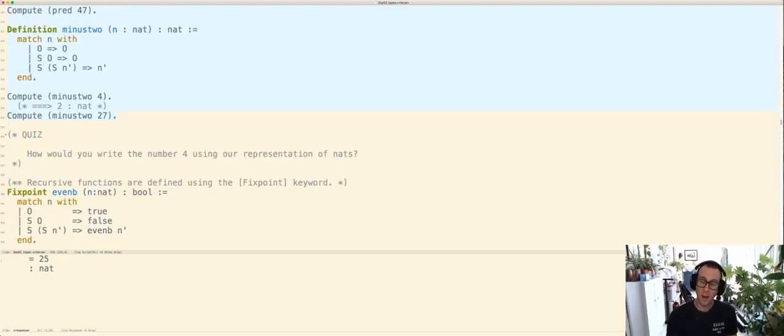Okay. This is probably a little weird, but hopefully it's also a little cool. Like, we just defined numbers ourselves. That's pretty wild.